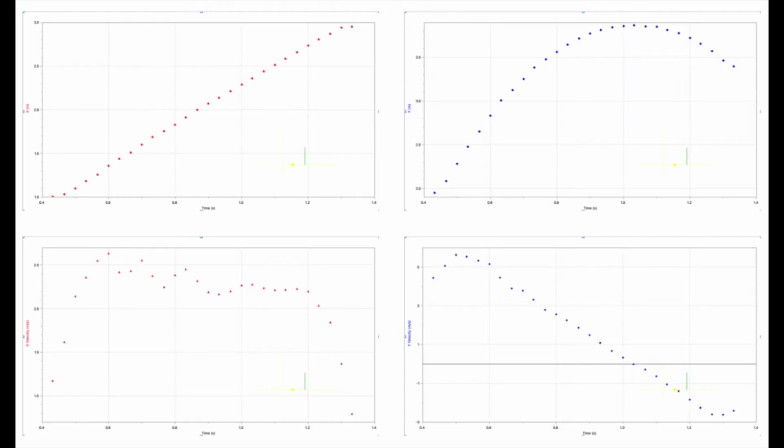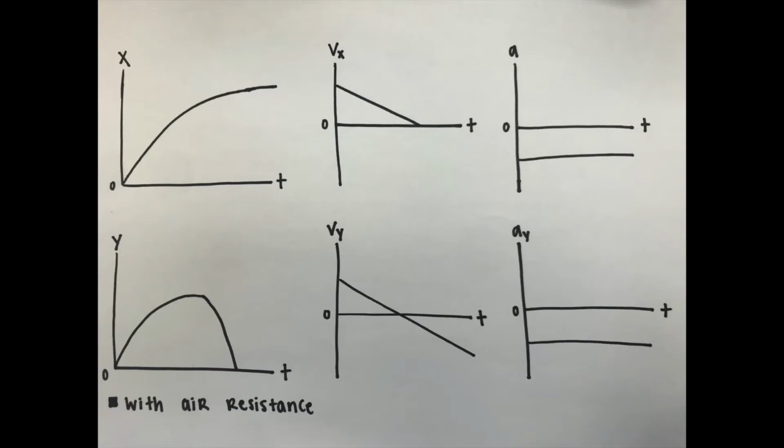In our video, the position of the ball increases but gradually slows in the x direction as a result of air resistance and makes a curve in the y direction. The x velocity decreases to 0 and the y velocity starts positive and decreases, showing that the ball gets slower until it reaches its maximum height and then speeds up again as it goes down. There is constant negative acceleration.